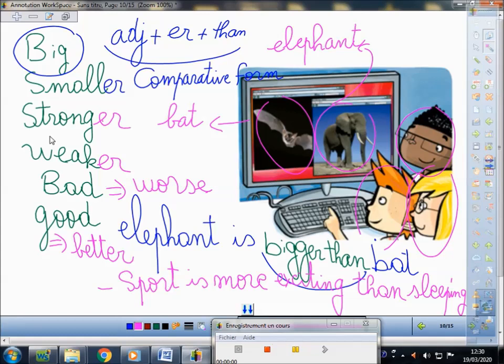Try to use them in sentences and try to train yourself using the comparative. That's all for today. Try to practice one more time and see you next time.